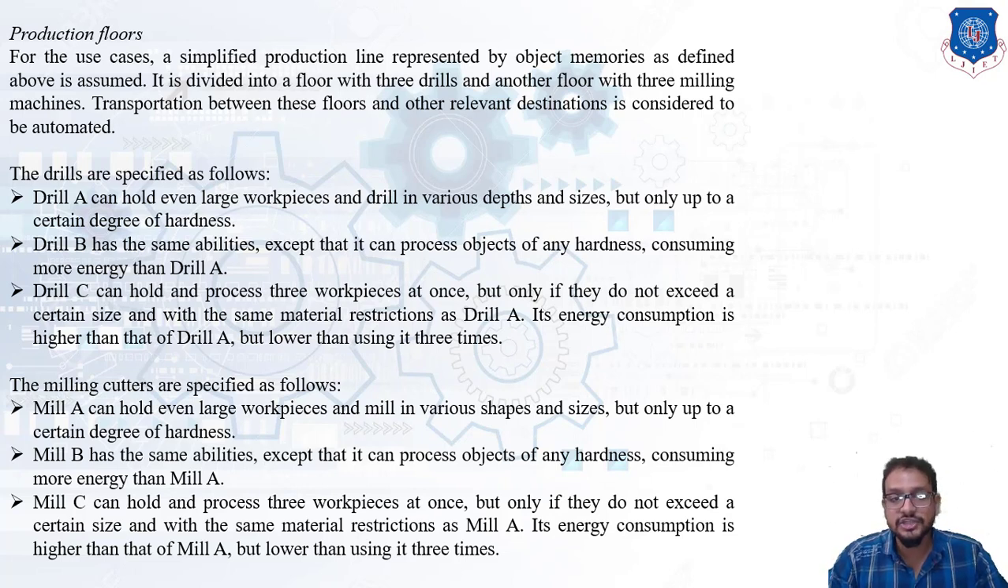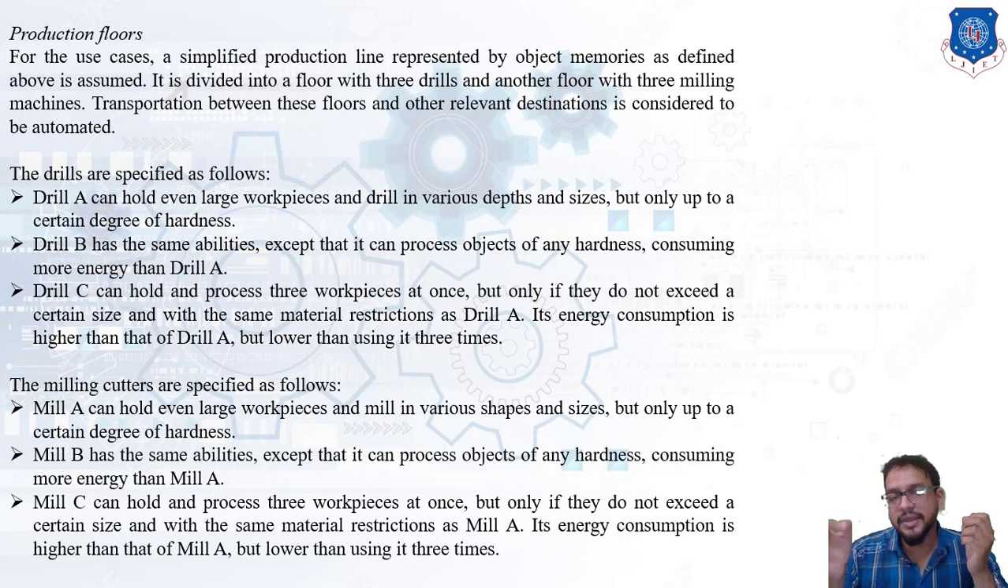Now the next condition: the milling cutters are specified as follows in a digital object memory. First, mill A can hold even a large workpiece and mill in various shapes and sizes, but up to a certain degree of hardness, similar to drill A. So mill A can handle a large workpiece and mill in various depths and sizes, but the condition is up to a limited hardness value of the workpiece.